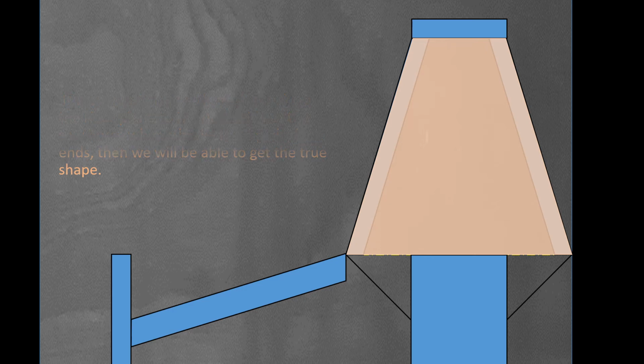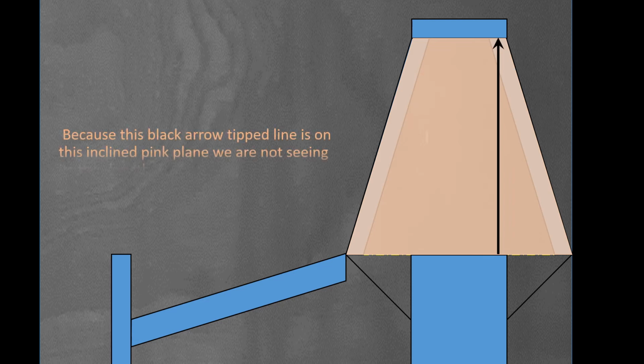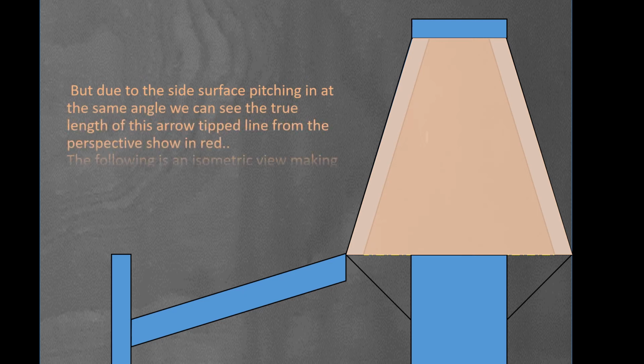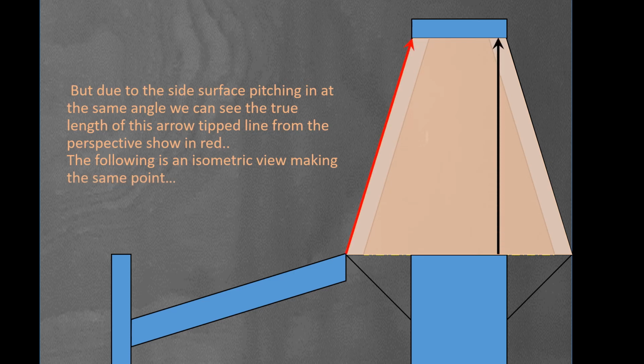So currently we have an arrow tipped black line drawn here that comes square off the floor plane, but it's angled away from us, so we actually can't see the true length of that line drawn on that surface either. But due to the side surface pitching in at the same angle, we can see the true length of this arrow tipped line from the perspective shown in red. The following is an isometric view making the same point.